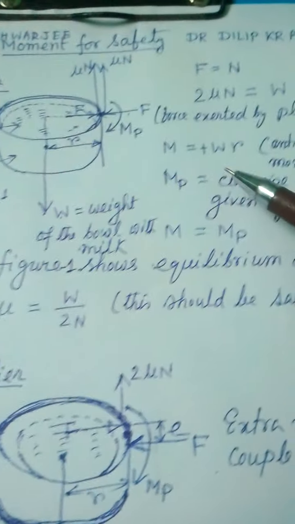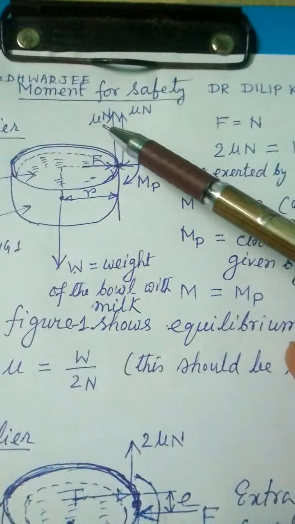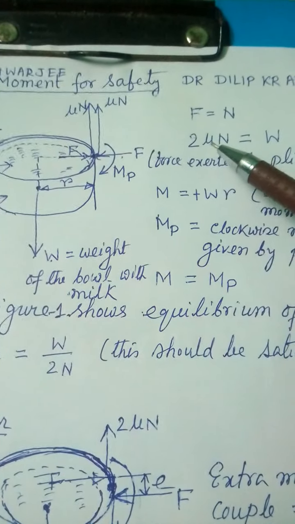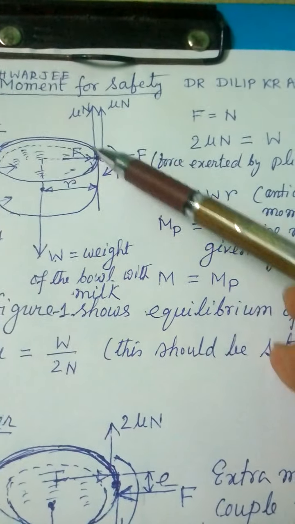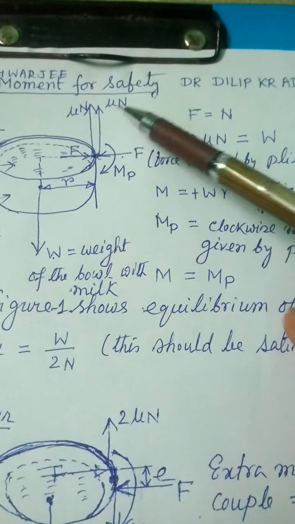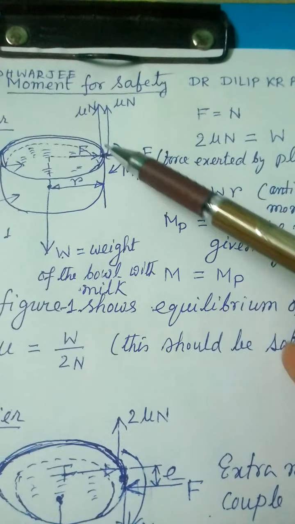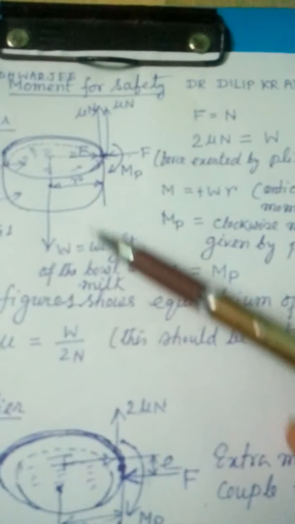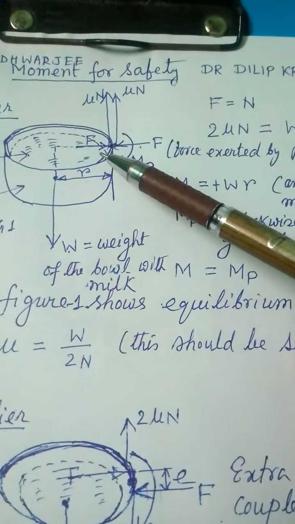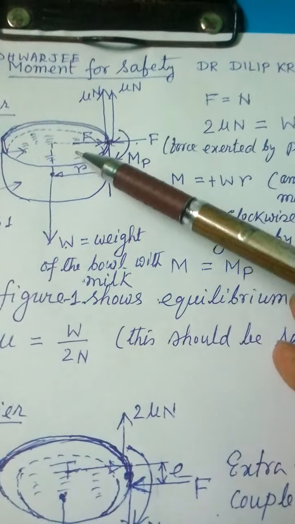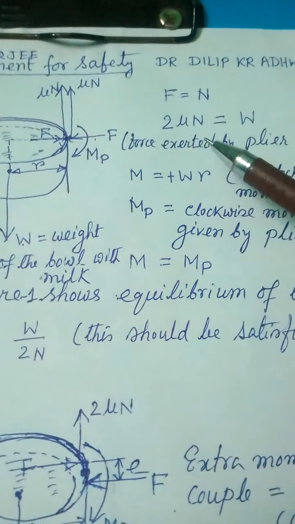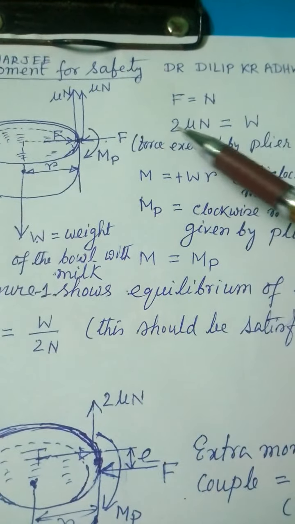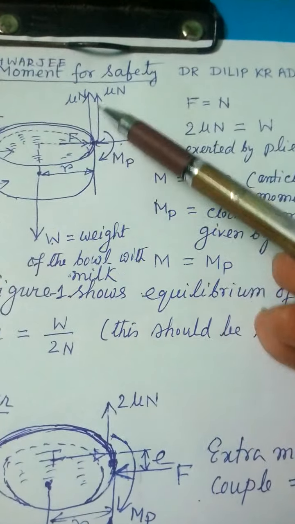Now what happens, this force, how this mu n is coming, what is mu, the coefficient of friction, this mu n on this side and this mu n on this side, so there will be twice mu n, and this is upward because the weight can come down. There will be a motion of this bowl in the downward direction under gravity. So twice mu n is equal to W. The vertical forces should be equal.